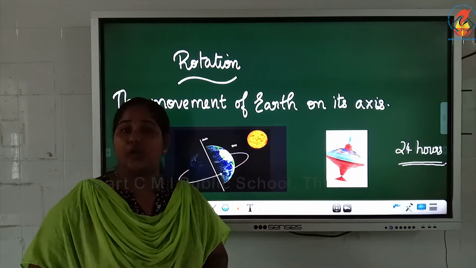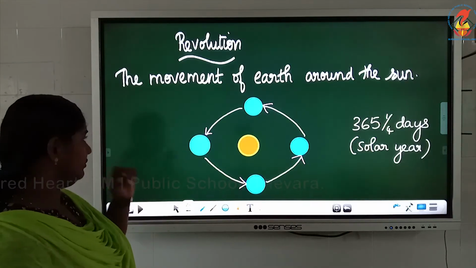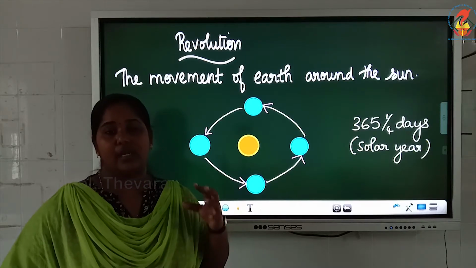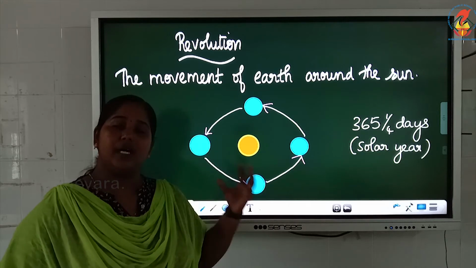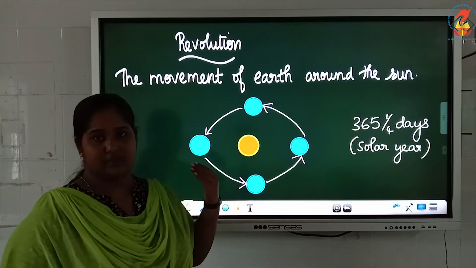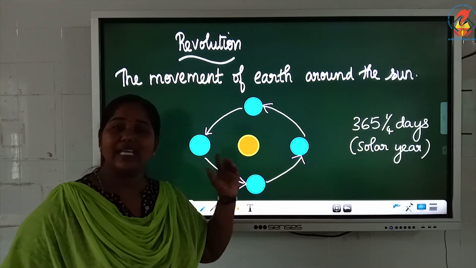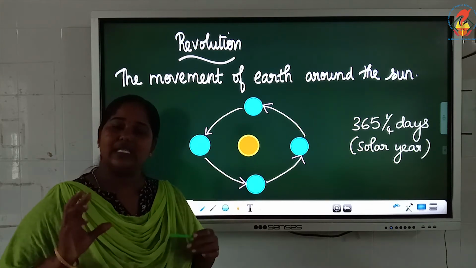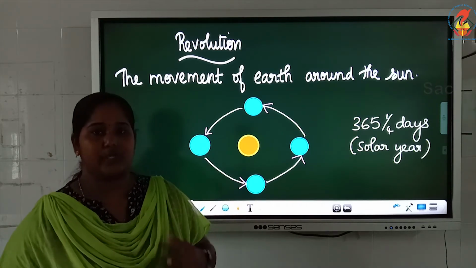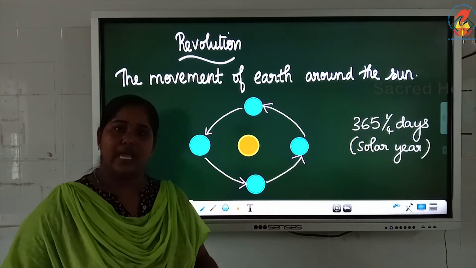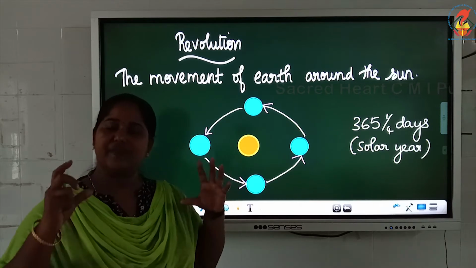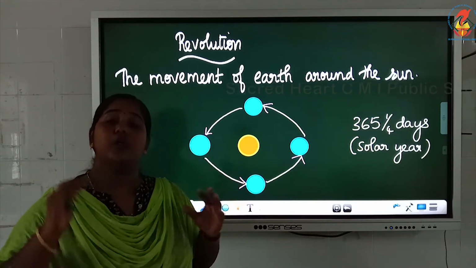Next we are moving on to revolution. Along with rotation, earth always rotates and along with rotation, the earth moves around the sun. That movement around the sun is called revolution of earth. So at the same time earth has rotation and revolution. And earth moves around the sun in a fixed path. There is a fixed path for each planet to move around the sun.